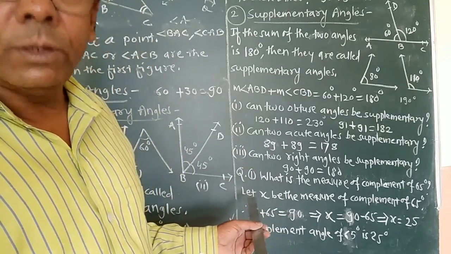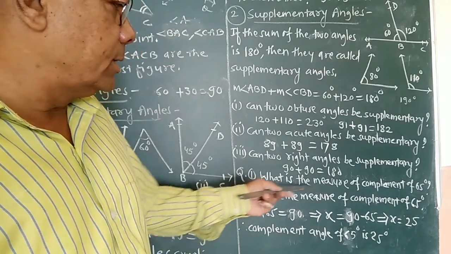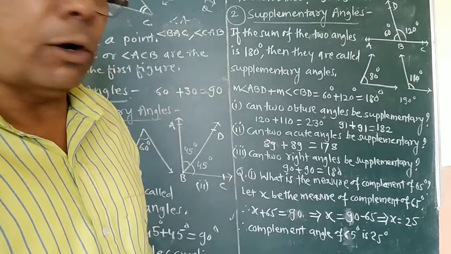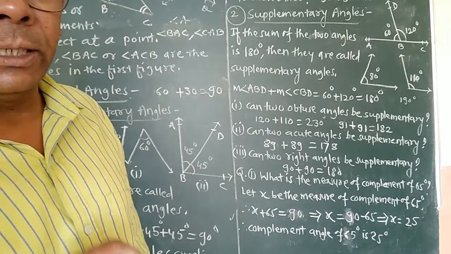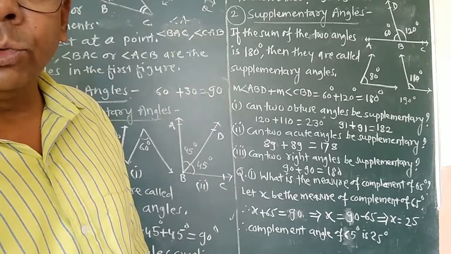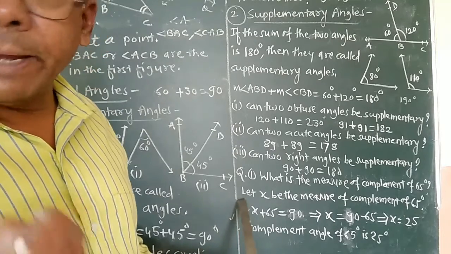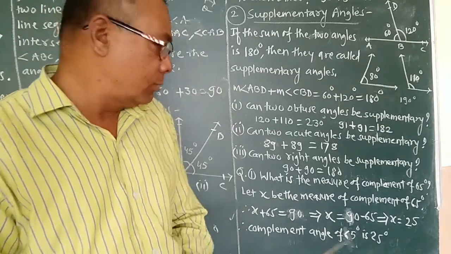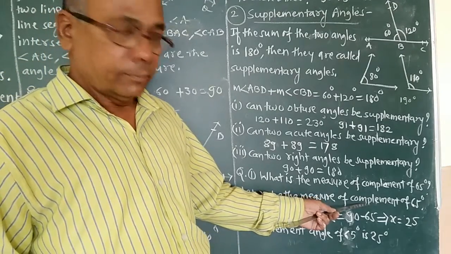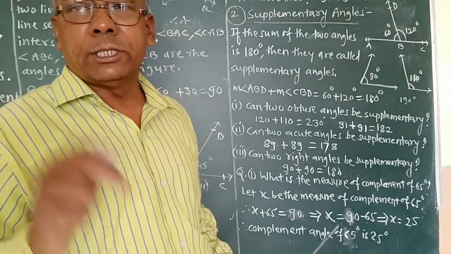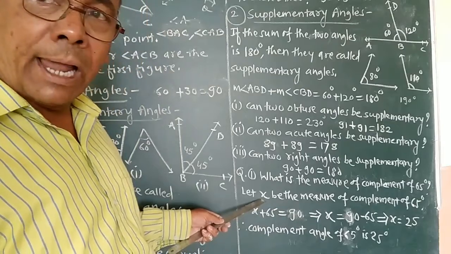Now we will see one question, that is, what is the measure of complement of 65 degree? जर तुम्हाला एक अँगल 65 डिग्री दिला असेल तर त्याचा कॉम्प्लिमेंट असणारा दुसरा अँगल कोणता हे आपल्याला शोधायचं आहे. सो आपल्याला ते माहीत नाही, दुसरा अँगलचं मेजर माहीत नाही, आणि म्हणून आपण काय केलं, let x be the measure of complement of 65 degree. 65 डिग्रीचा कॉम्प्लिमेंट असणारा दुसरा अँगल माहीत नाही, म्हणून तो आपण एक्स मानला.